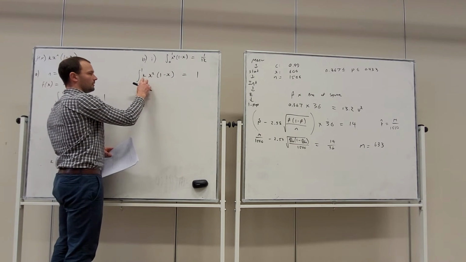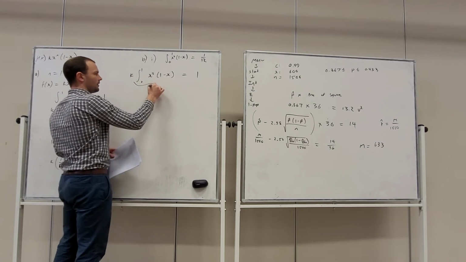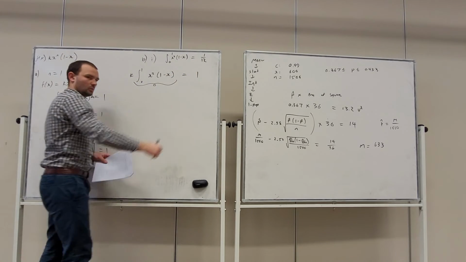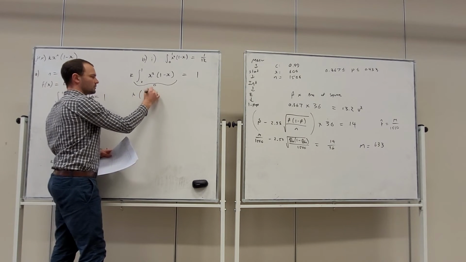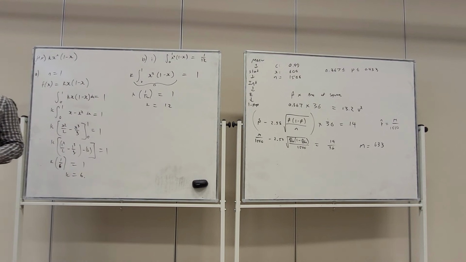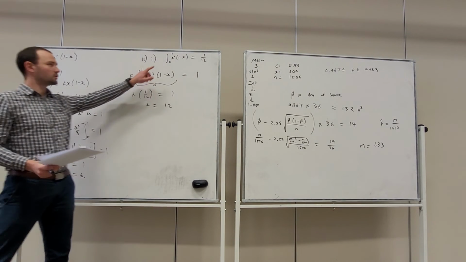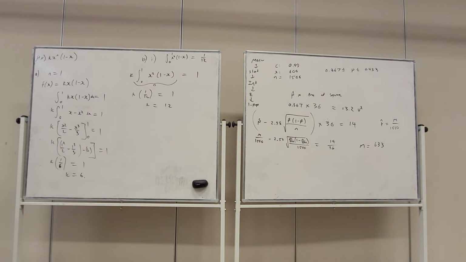Now, what we did in the first part is we factorised k, right? And we know that that part evaluates to 1 on 12. That's what we did in the previous part. So we have k times 1 on 12 is 1. So then k has to be 12 in order for this function, in the circumstance when n is 2, to be a valid probability density function.